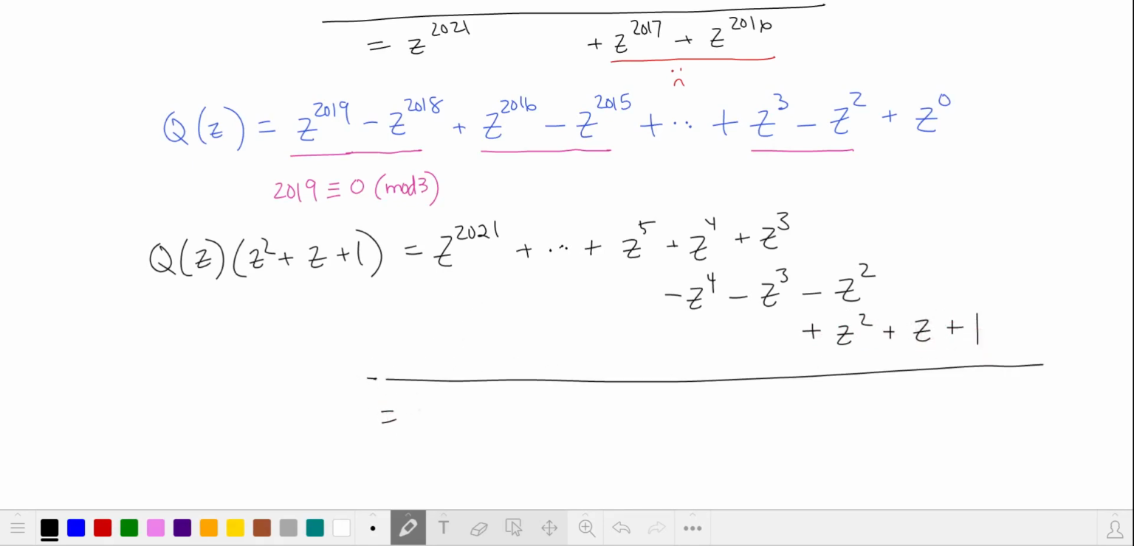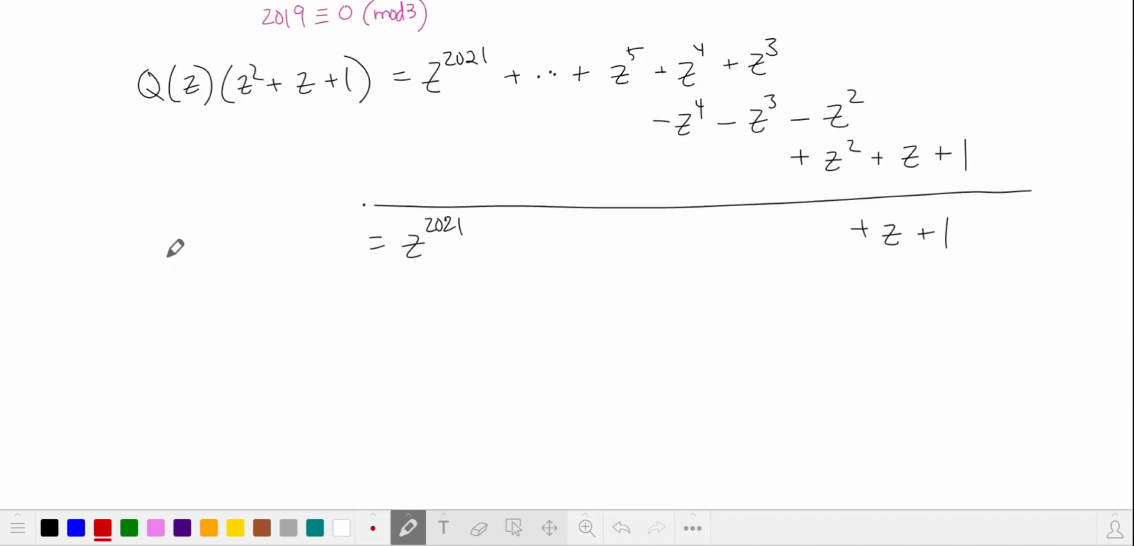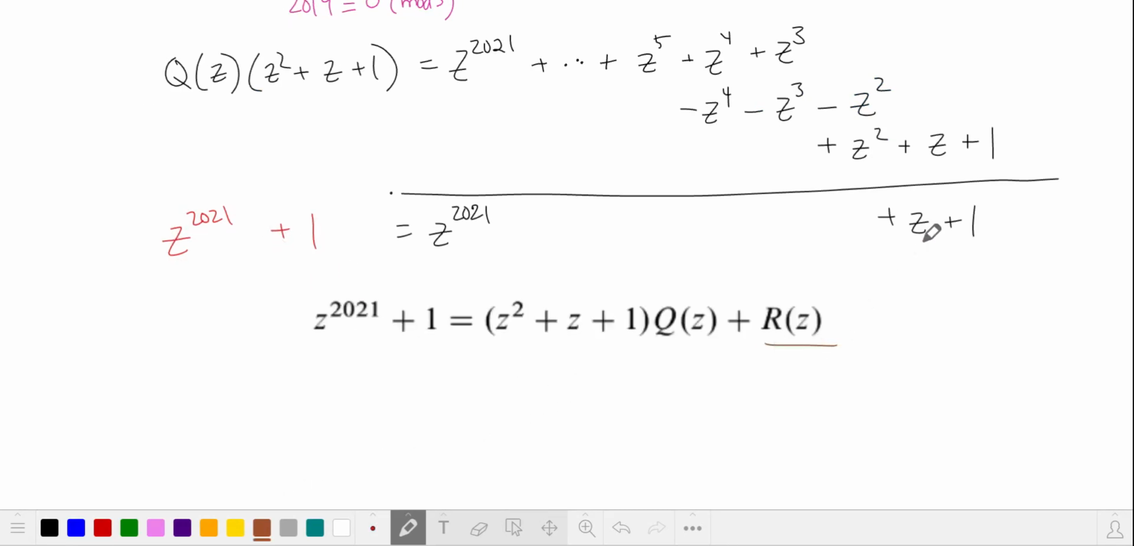Combining like terms, we get z to the 2021. All the intermediate terms are going to cancel out, including the z to the 5th, z to the 4th, z cubed, and z squared. And we're just left with z plus 1. Recall that we want this to be equal to z to the power of 2021 plus 1. This r of z is going to enable us to get rid of the z so that the left and the right-hand side are equal to each other. So we have r of z is equal to negative z, and that is option A.